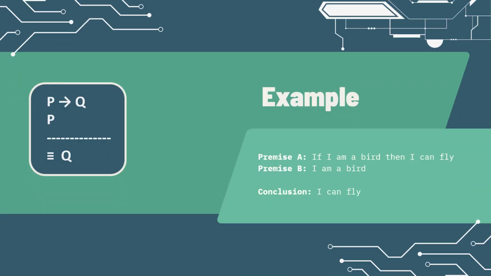Here we have an example saying, if I am a bird, then I can fly. That's what premise A says. Then premise B says, I am a bird. Then the conclusion is definitely going to be, I can fly. This is a perfect example of the modus ponens.